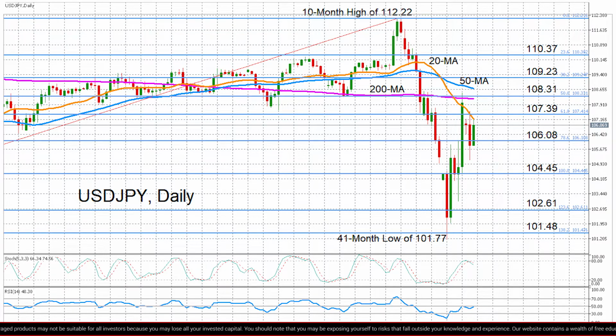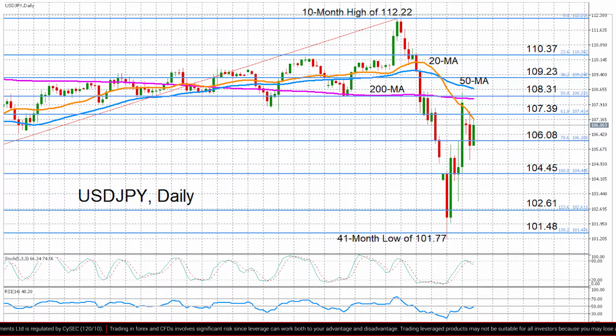So really, in order to get a more convincing signal that this rebound is sustainable or can continue, we'd have to see the pair cross at least above the 50-day MA. To the downside, though, if prices are unable to overcome the 20-day moving average, we could see dollar yen heading back towards the 106 level, which is slightly below the 78.6% Fibonacci. Lower down, we should watch out for 104.45. So that's the swing low from August 2019 and was a recent congestion area.